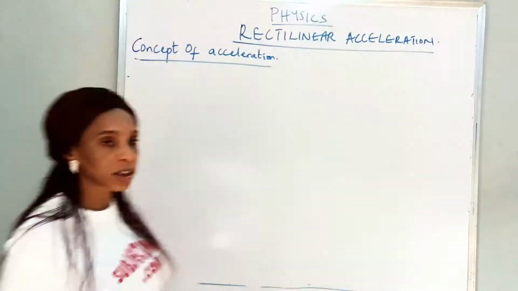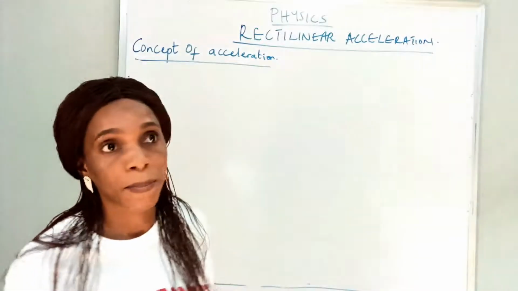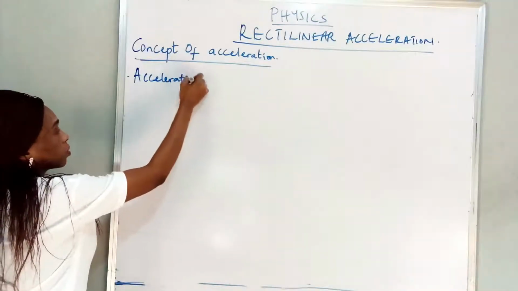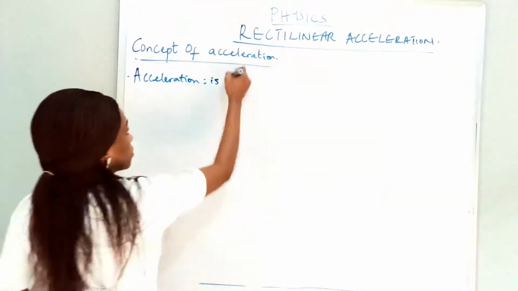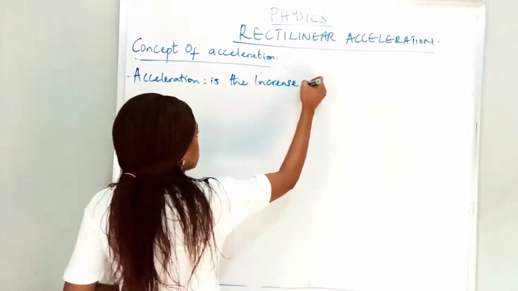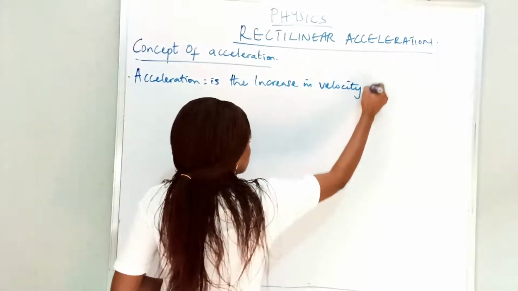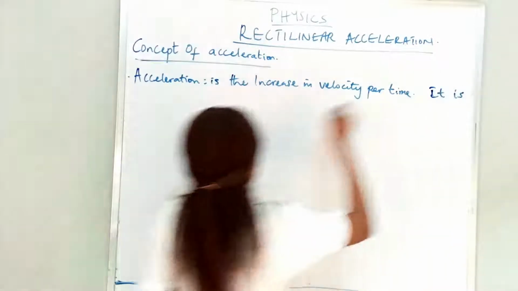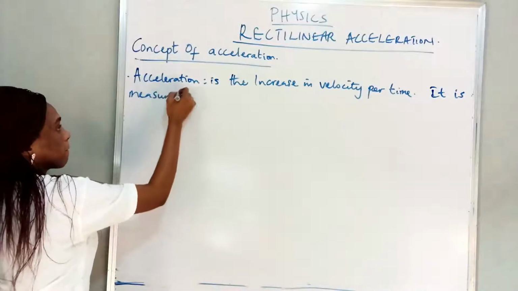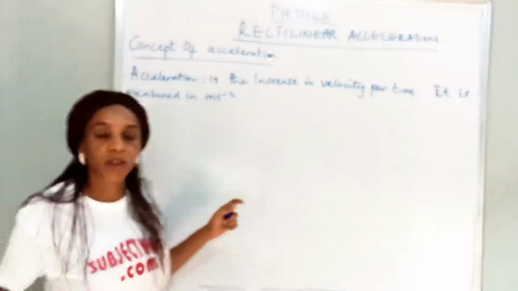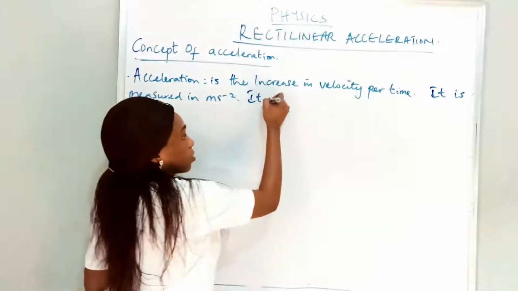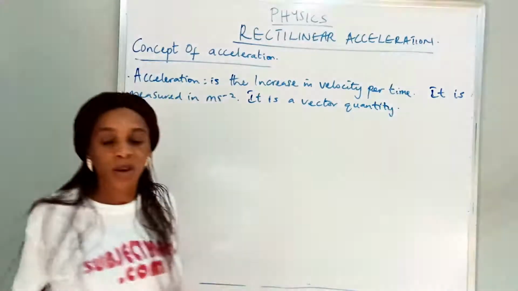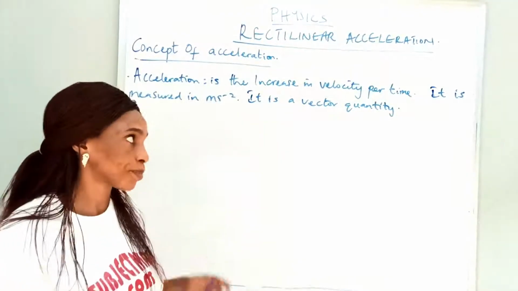Acceleration is the change, the increase in velocity per time. Acceleration is measured in meter per second square, and it is also a vector quantity. It's a vector quantity because it has magnitude and direction.